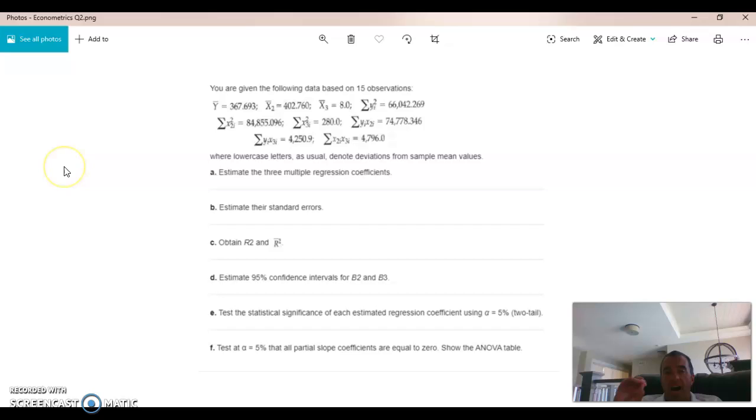Now, you're given the following data on 15 observations. Here's that y-intercept we talked about. Here's the first variable, the coefficient. Here's the third variable. Okay, so we have all of this right here, and there's the OLS predictor. Estimate the three multiple regression coefficients.